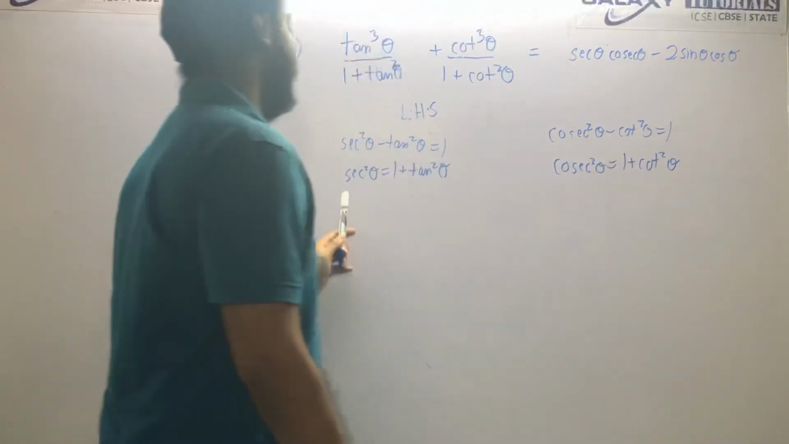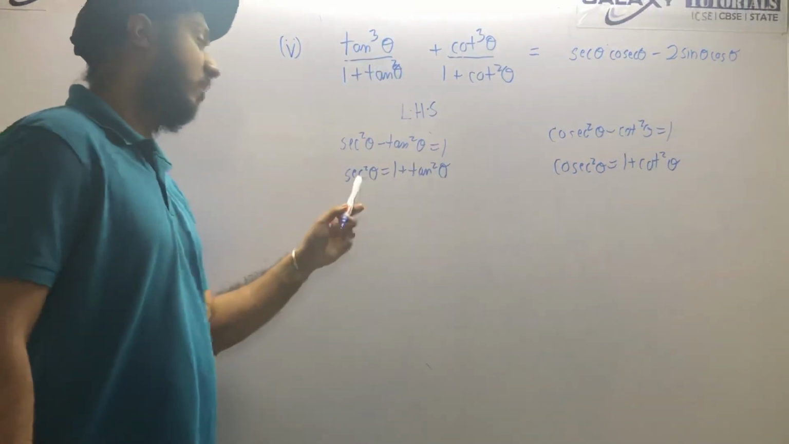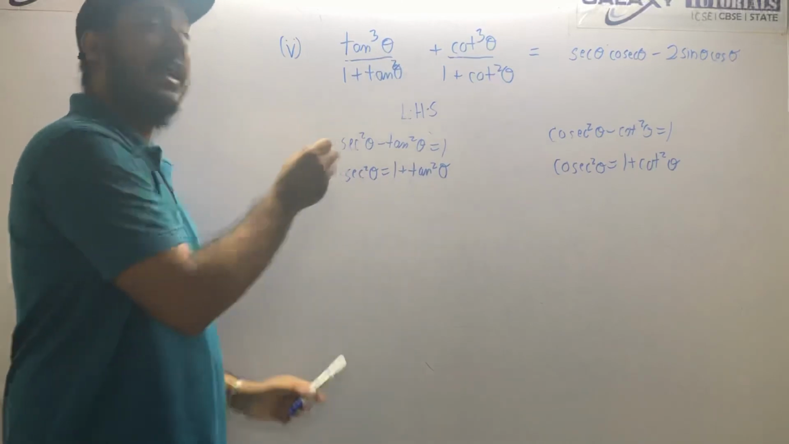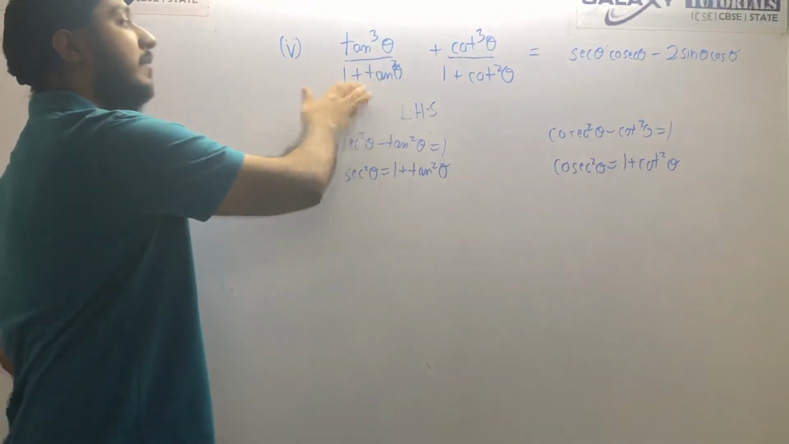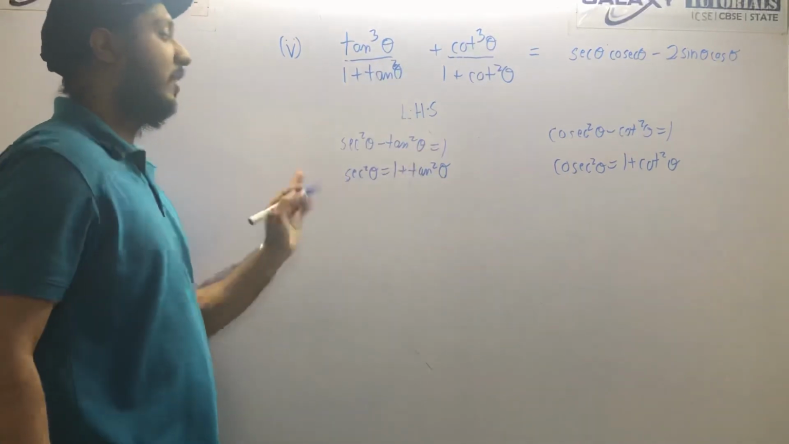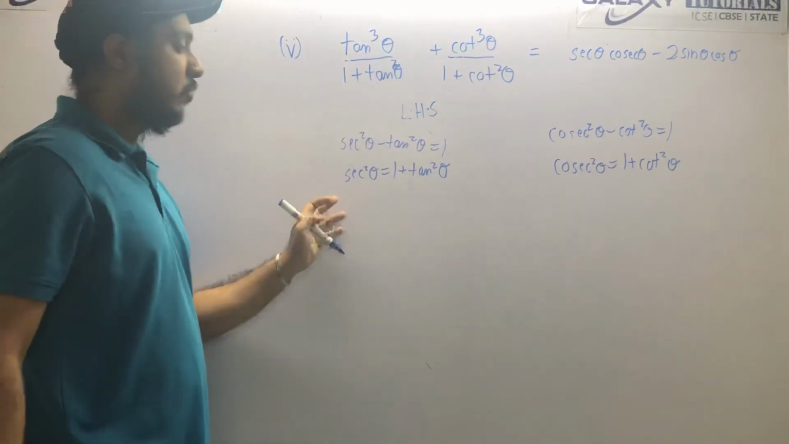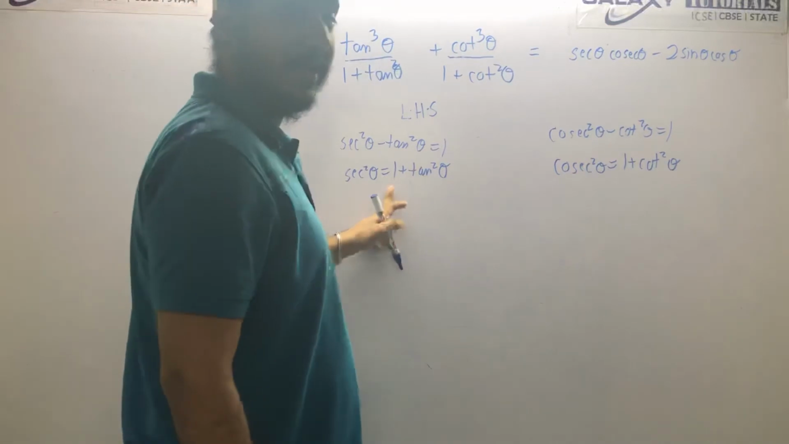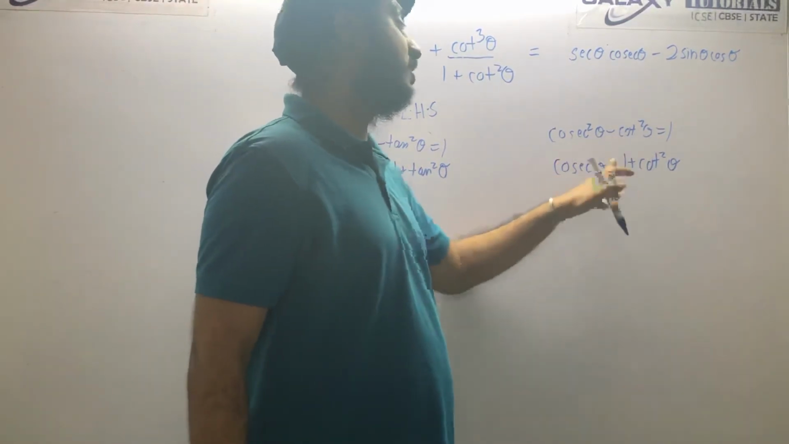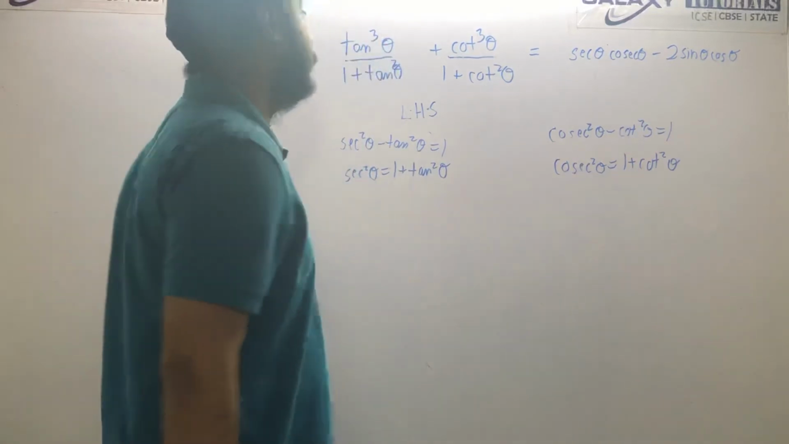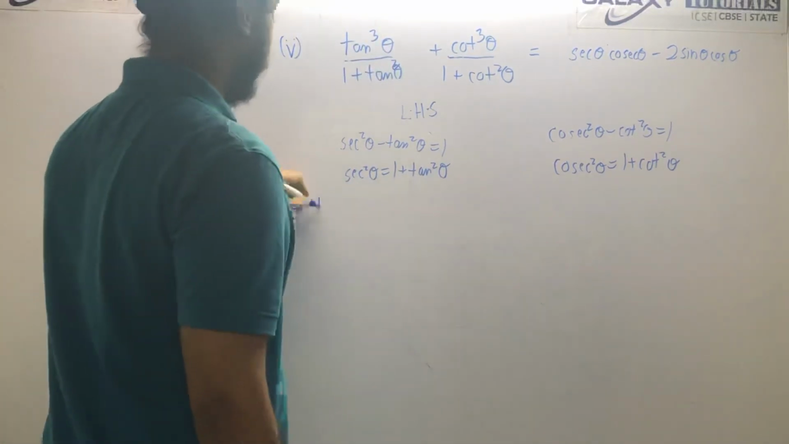So secant square: instead of 1 plus tan square theta you can write sec square theta, because I told you to make it a little bit more compact. You will solve this first. You are seeing there is an identity applicable here. So instead of 1 plus tan square you can write sec square, and instead of 1 plus cot square you can write cosec square. So I will write that only.